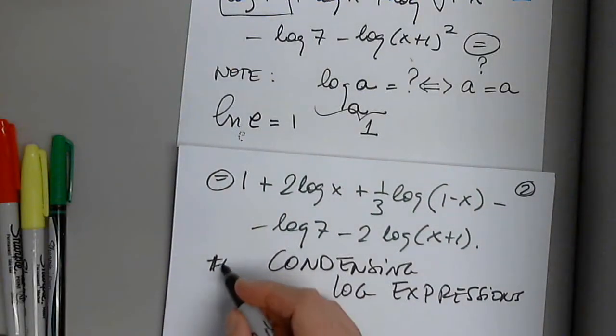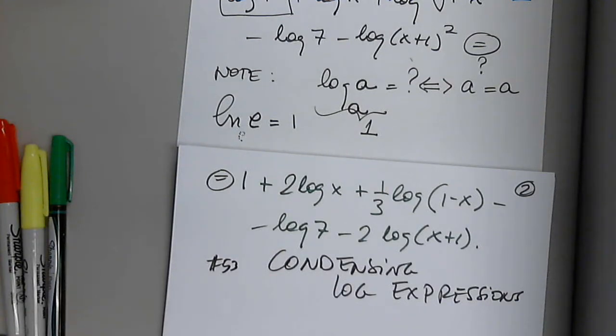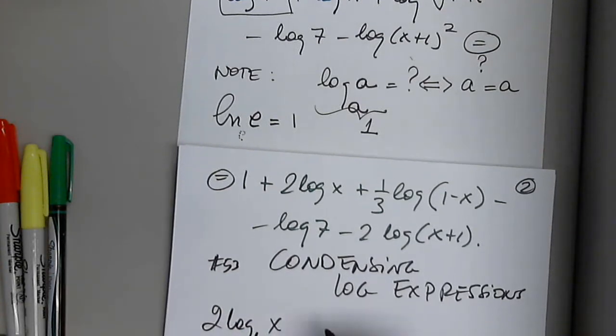So my suggestion is problem 53. You can choose any problem you want. 2 log base b of x plus 3 log base b of y. Which property do we have to apply first?